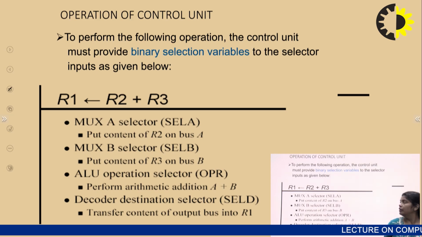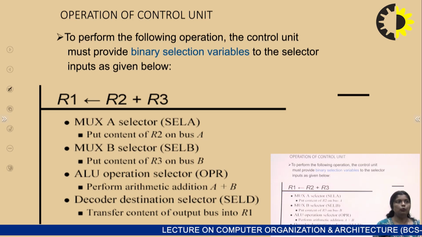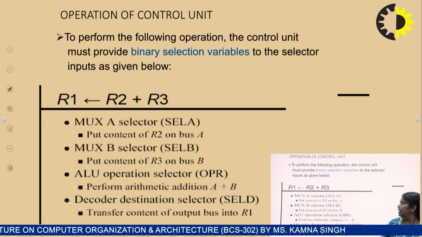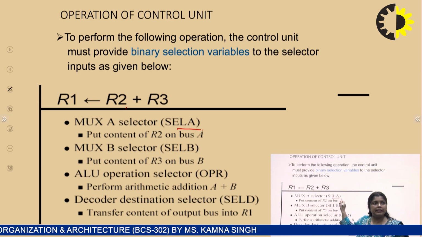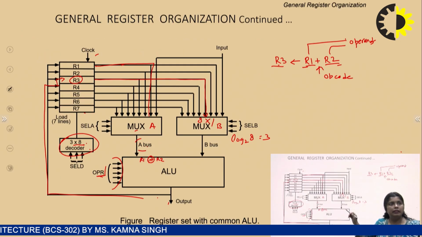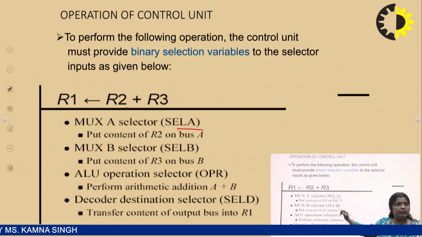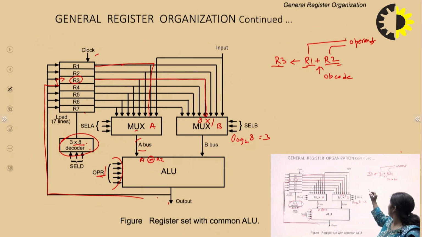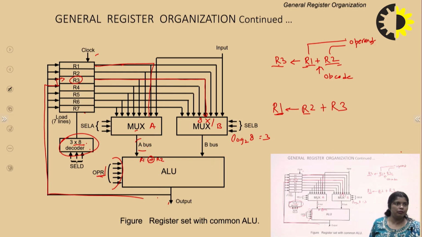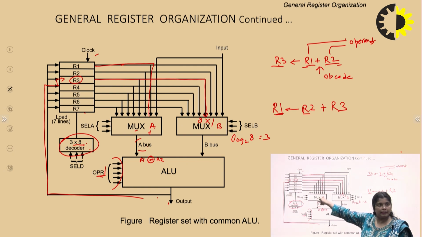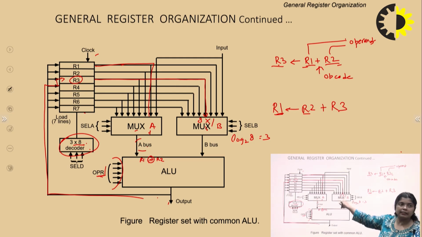If we are using simply R1 = R2 + R3, what does it mean? Here the first input value is R2, the second input is R3, and the result will be stored in R1. In this example, R1 = R2 + R3: the result will be stored in R1, and R2 plus R3 is the input. The content of R2 is selected by this particular multiplexer and R3 will be selected by this multiplexer.